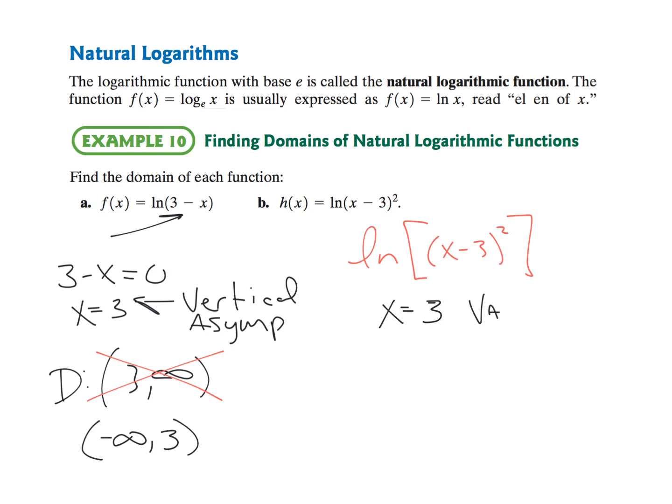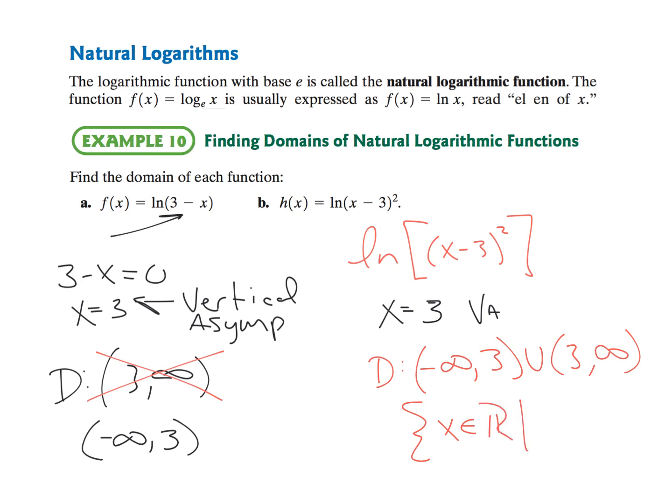So the domain for the second one is going to be negative infinity to 3 and 3 to positive infinity. Or if you wish, x is a member of all real numbers such that x is not equal to 3. All right, either one of those notations is sufficient.